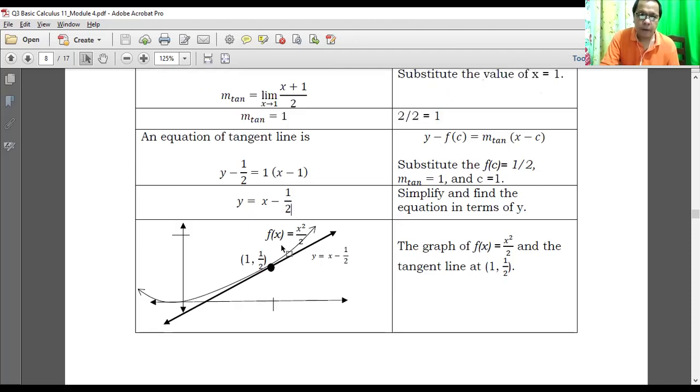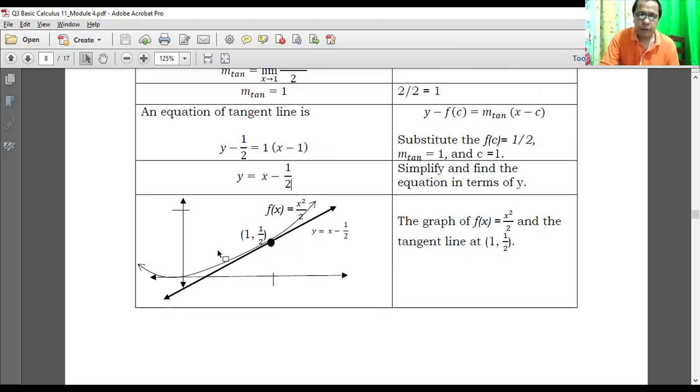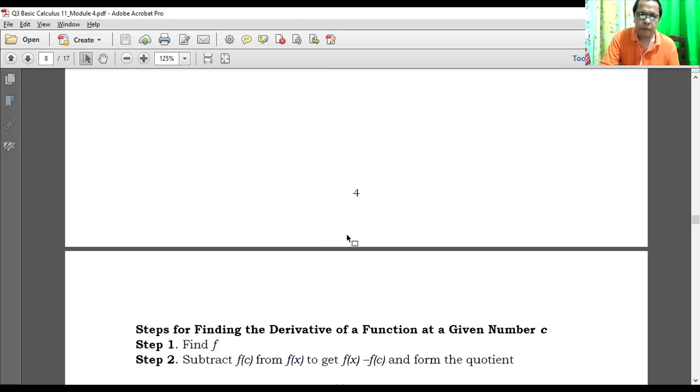Then we graph it. Do you have any questions?